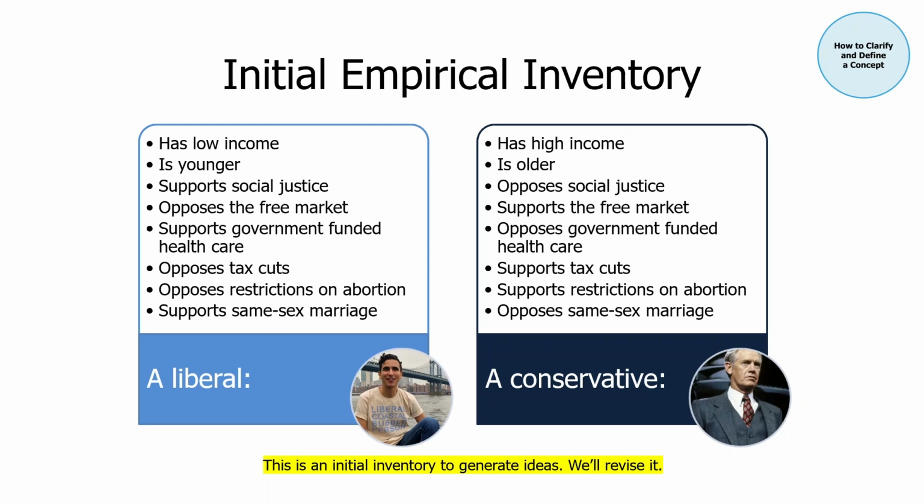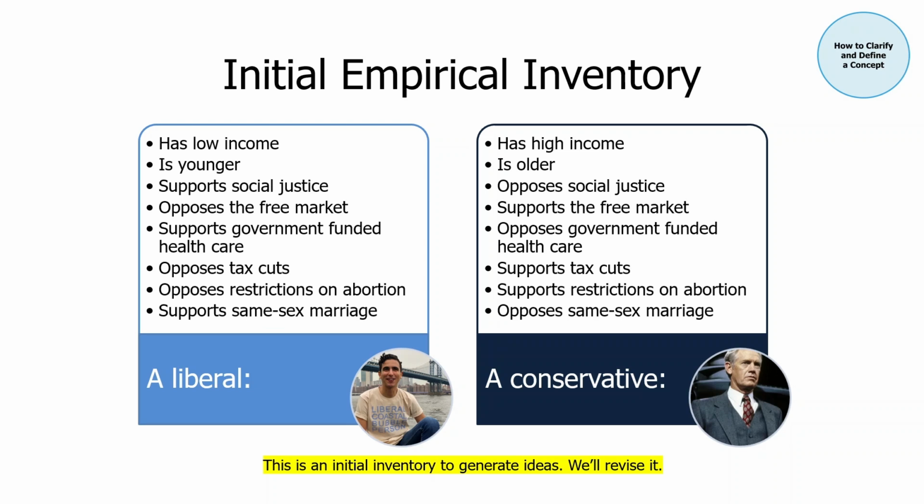You might say, well, a liberal is someone who supports social justice. And then, of course, on the opposite side, a conservative would be someone who opposes social justice. Or you might say, a liberal is someone who opposes the free market, and a conservative supports free market principles. Now, these are perfectly good ideas, but they don't belong on the list either. Why is that? Because these are vague conceptual words.